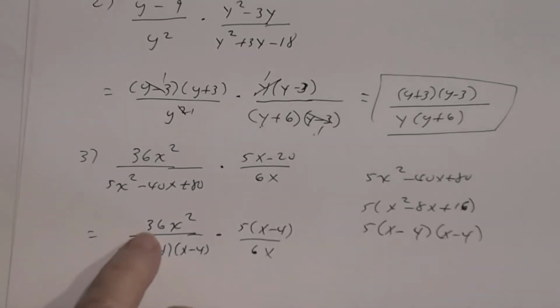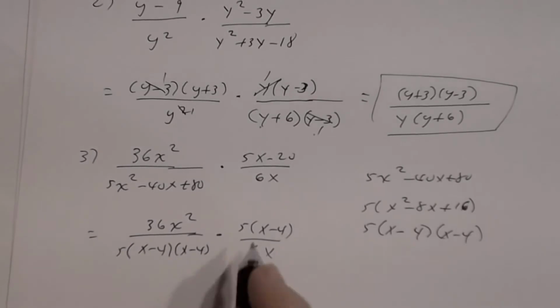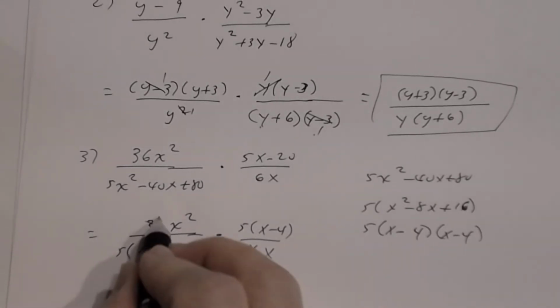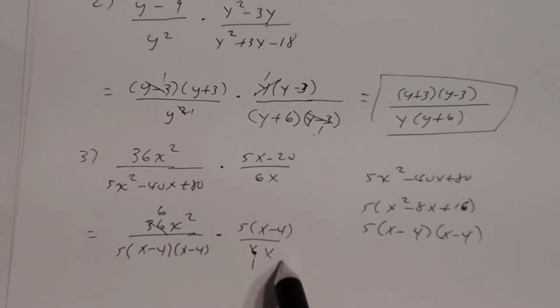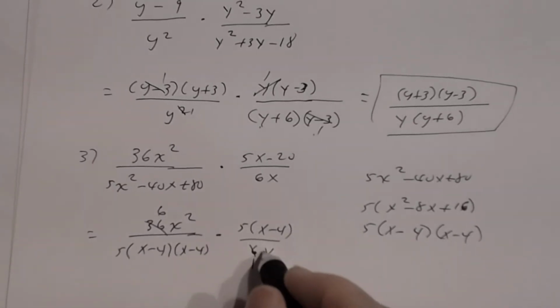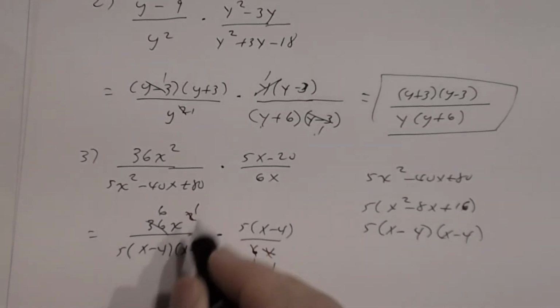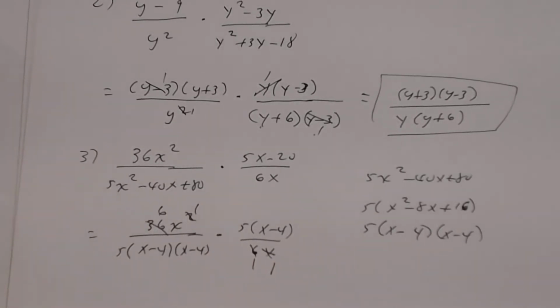So look at your first factor, 36. Will 36 reduce with any of these factors that are in the denominators? So see your factors are 5, x minus 4, 6, and x. Yeah, with the 6, right? So 6 into 6 is 1, 6 into 36 is 6. Okay, the next factor is x squared. I have 2 of them. Do I have any factors of x in the denominator? Yep, right here. So I have 1 down here, 2 up here. So that will divide out, and you're left with 1x to the first, one factor of x.